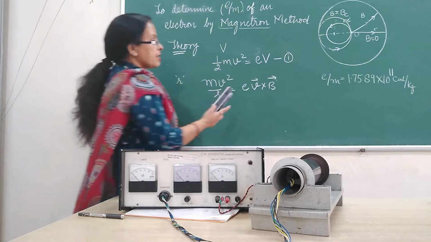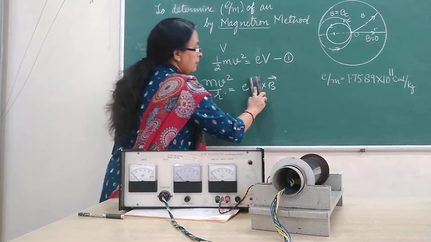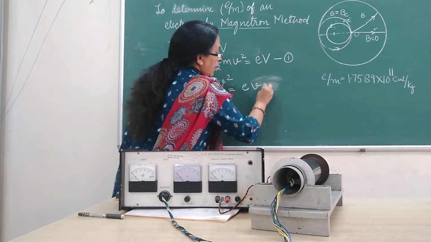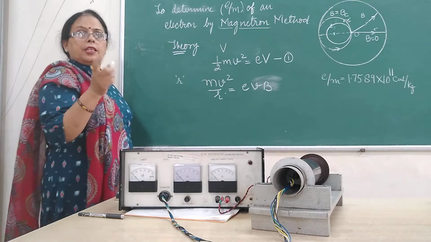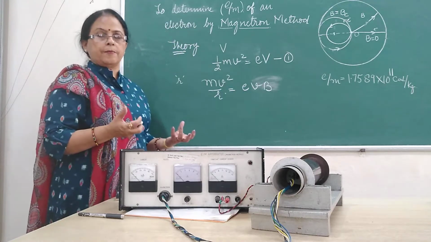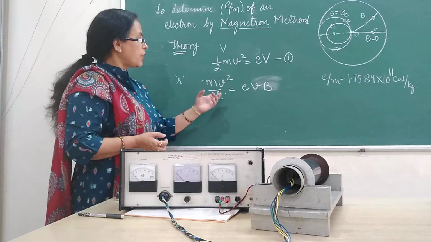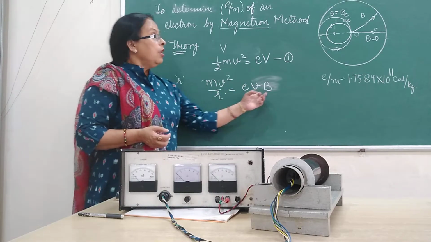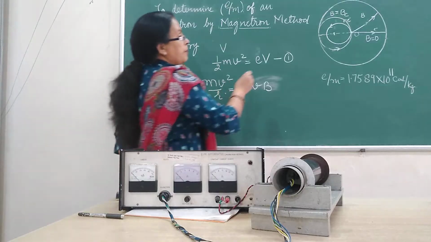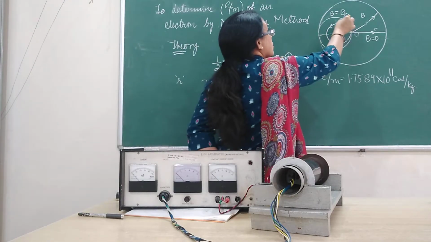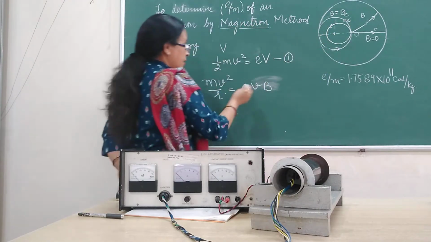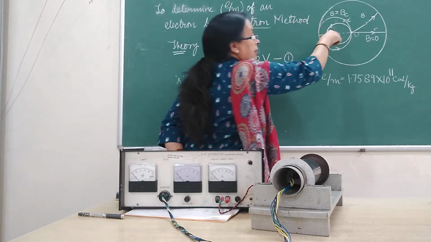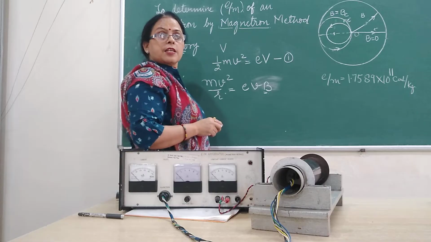Here I can write simply B, because we are maintaining theta at 90. So it is nothing but mv square upon r is equal to eBv. Now we can observe one thing: when the situation comes, that is when B is equal to BC, what is the value of r? That is, the radius of the circle.